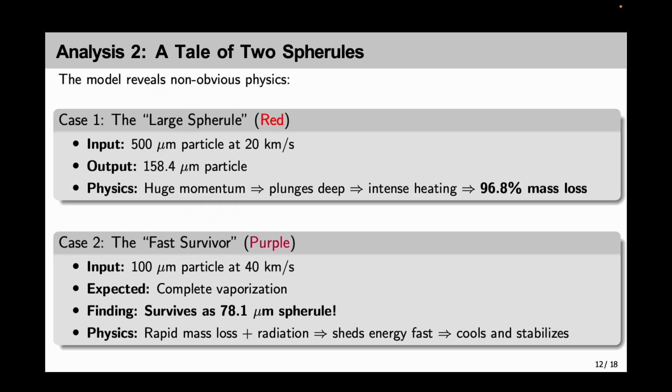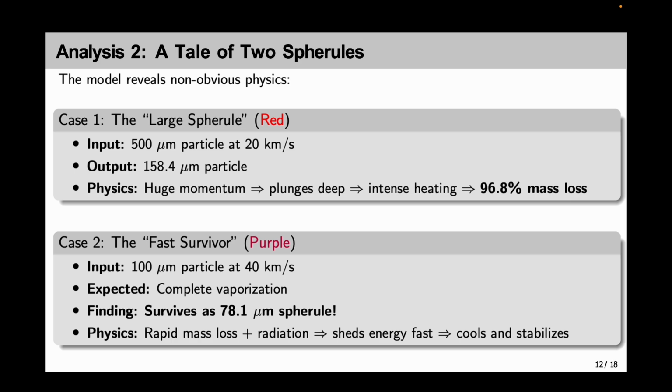And this is where the most interesting non-obvious physics appears. Let's look at the red particle, which is our cosmic spherule. It starts at 500 microns, but it was so large and had so much momentum that it plunged deep, heated intensely, and lost 97% of its mass. It survived only as 158 micron droplets.